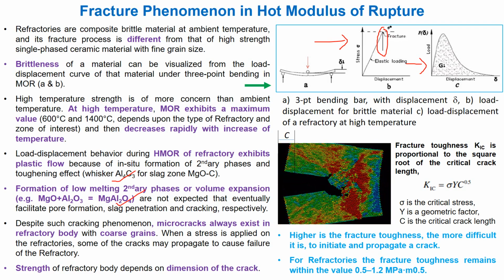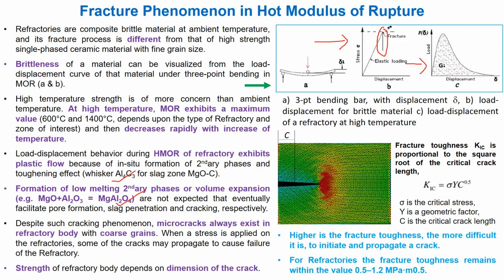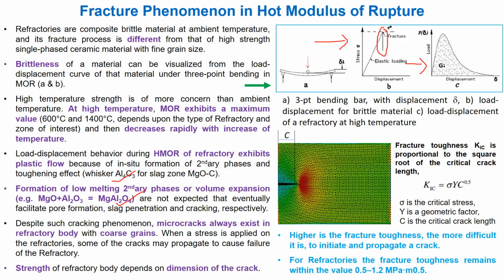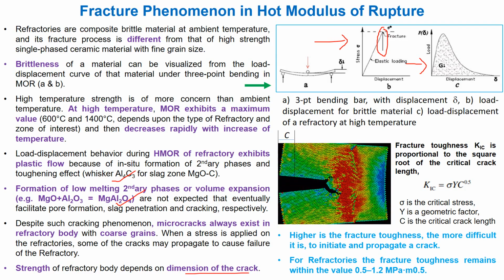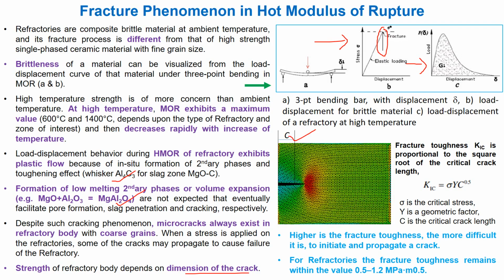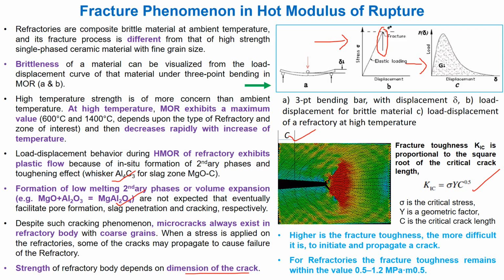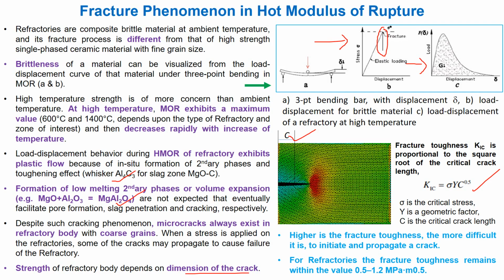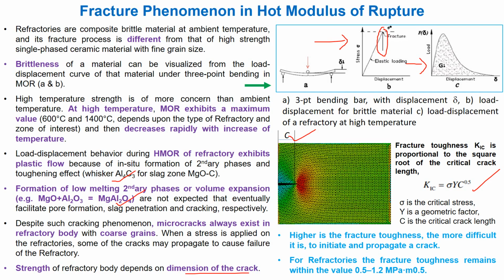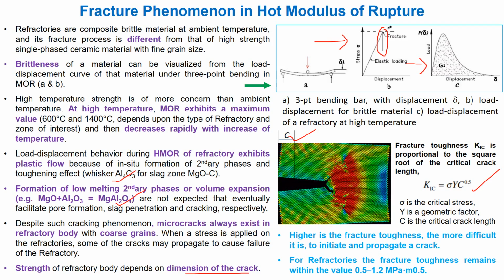Despite these, micro cracks always exist in refractory bodies with coarse grains that combine and extend the crack. In Griffith's approach, the strength of refractory depends on the dimension of the critical crack length C and follows this equation, where KIC is the fracture toughness. High fracture toughness is less prone to fracture and gives more strength. A typical crack propagation beyond critical crack length and their dissipation have been shown in the animated figure.